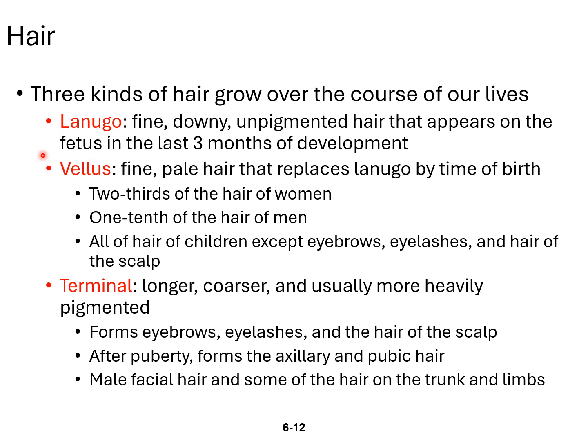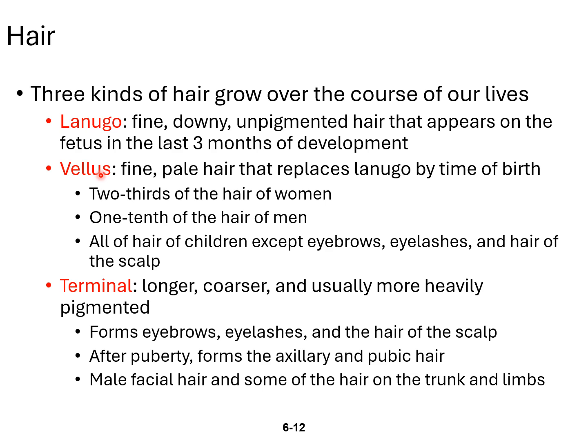Most of the hair is going to be vellus, and this is going to be fine, pale hair that replaces lanugo by the time of birth. So most of the hair at birth is going to be this one. In utero and in the fetus, it's going to be that one. So if you get a question that says, you have a baby, you're touching it, and it has fine hair, it's going to be vellus. And 2/3 of the hair in women, 1/10 of the hair in men. But when you're born, all of you should have this majority of this type of hair.